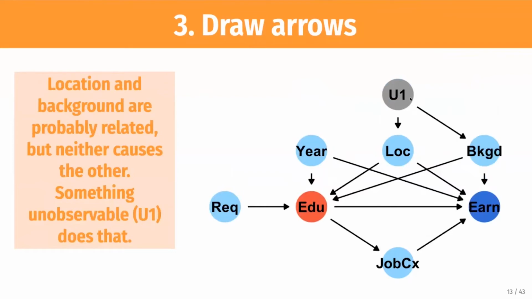Something causes you to be born in some location and to have a specific background, to have your parents have some sort of income, different socioeconomic status factors. There's something unmeasurable that causes both of those. So we can include unmeasured things in there. And we'll just call this U1. We could imagine U2, U3, other unobserved things out in this graph. So this is our final causal graph for earnings, for the relationship between education and earnings.